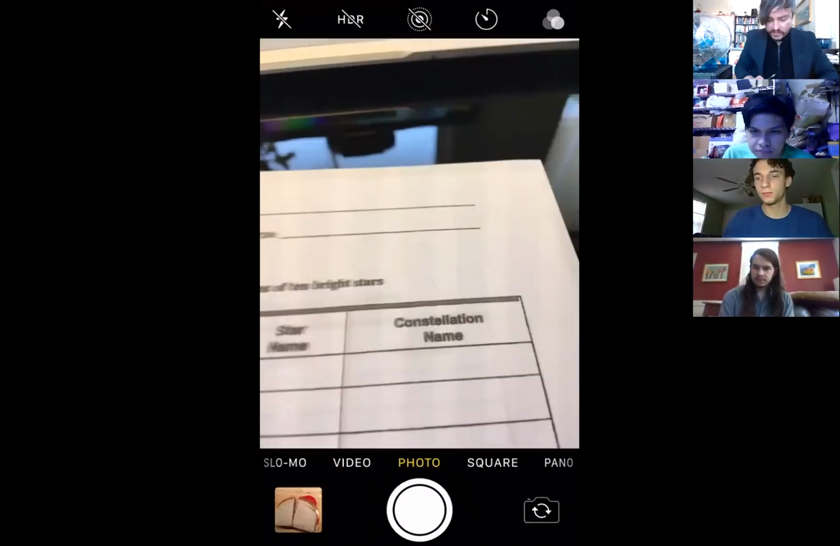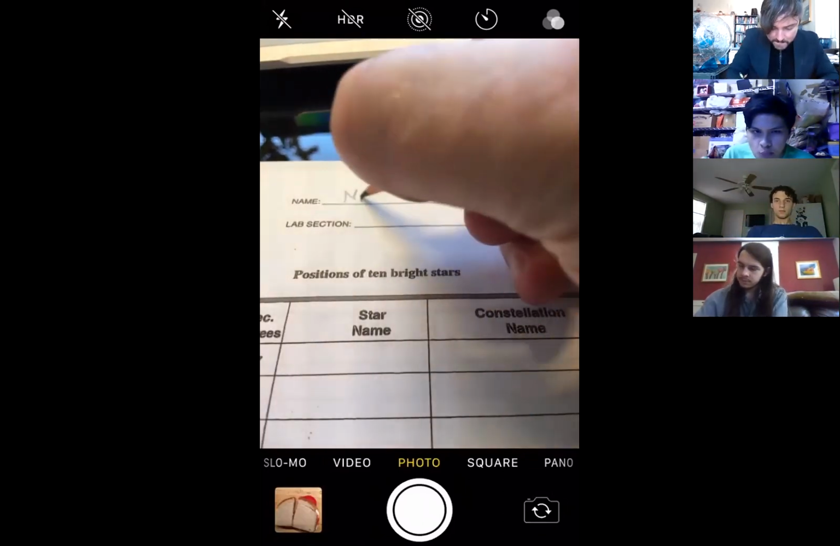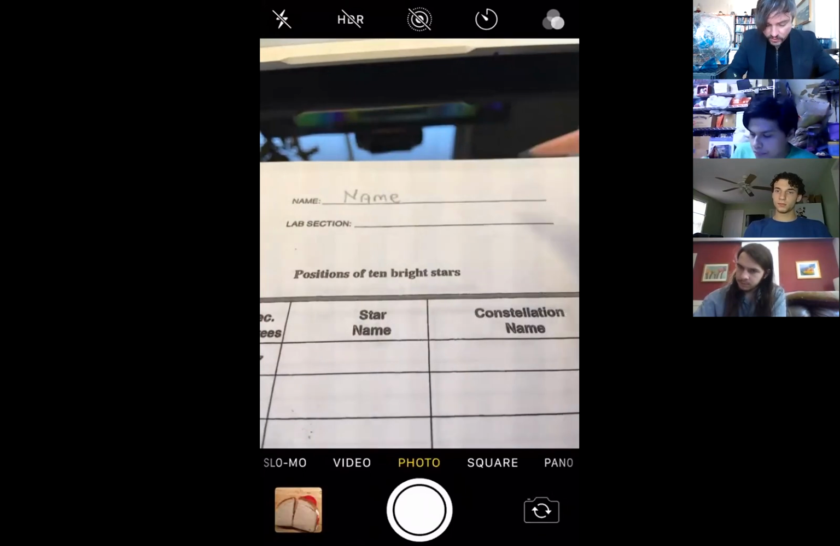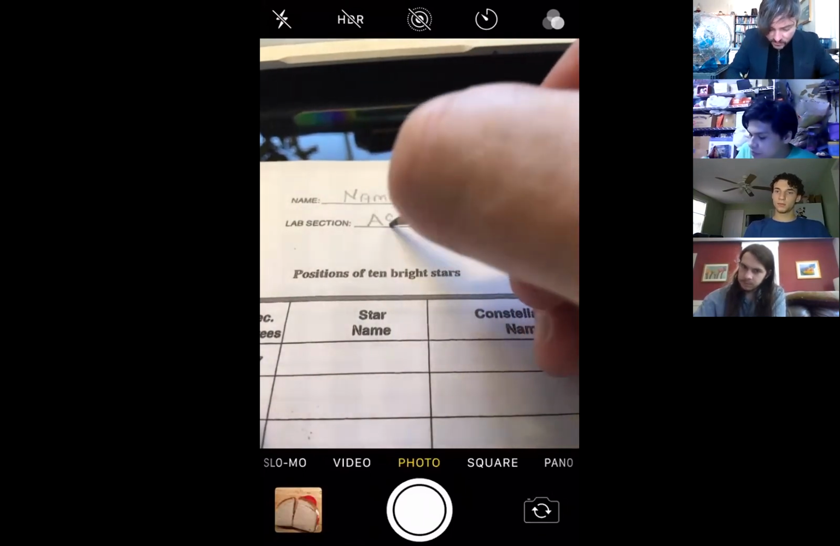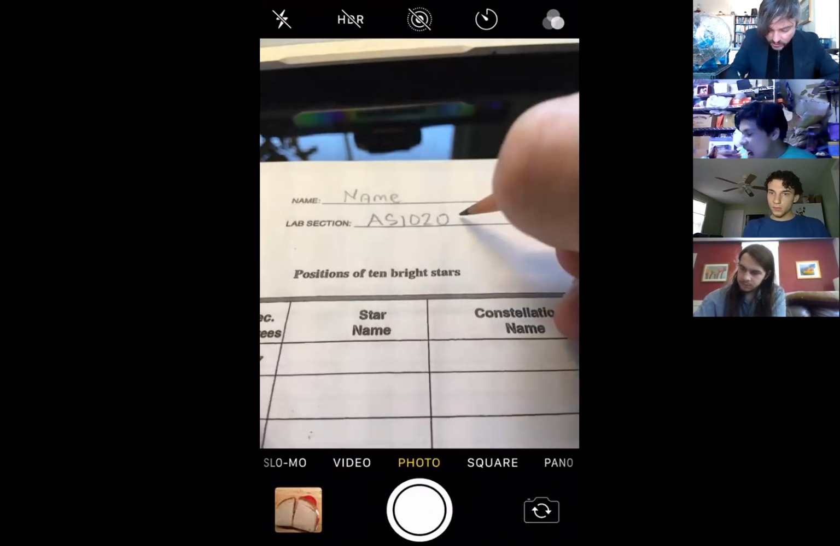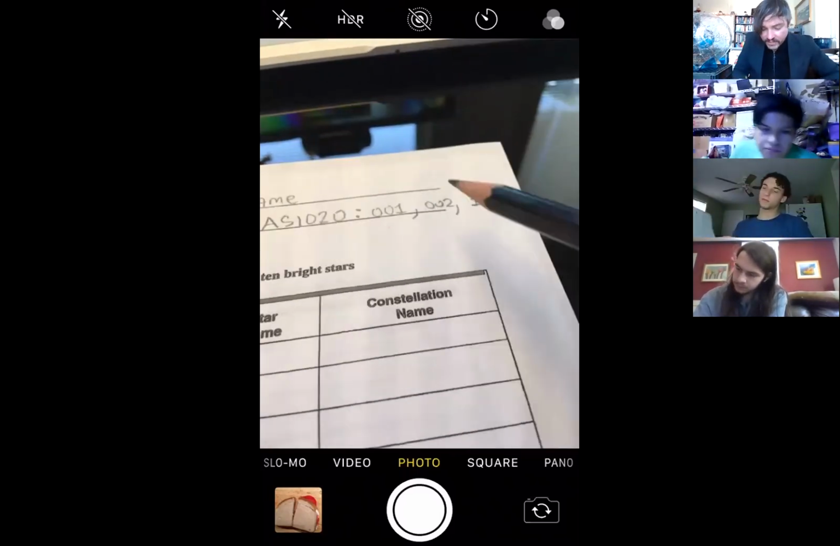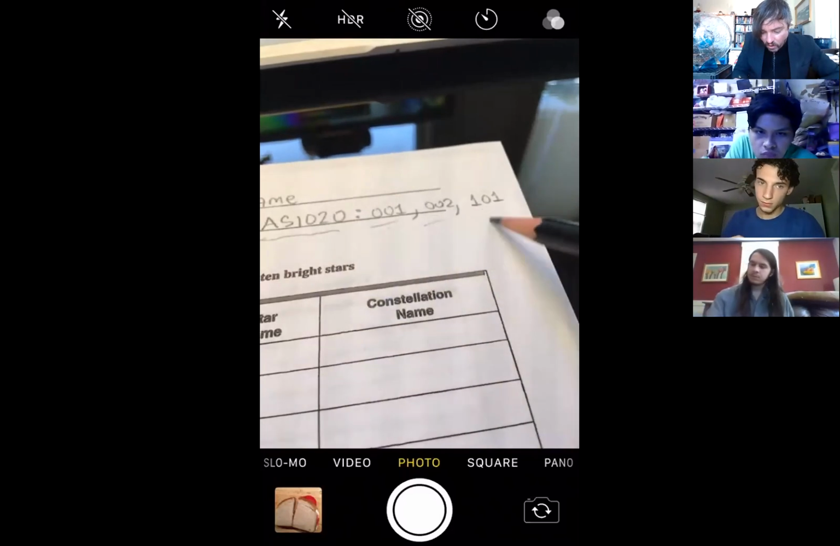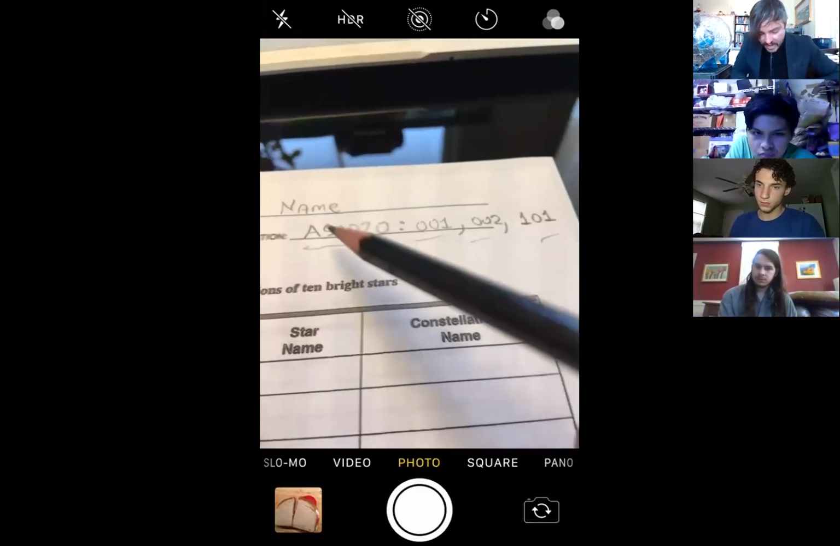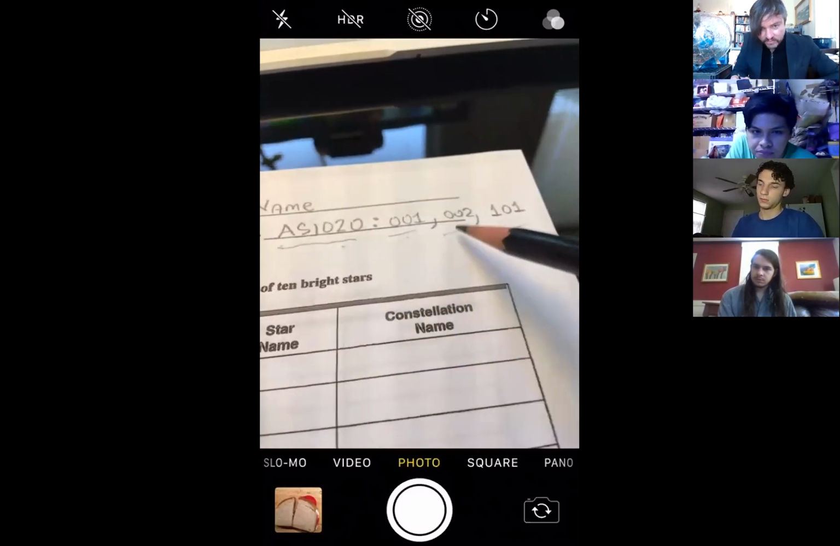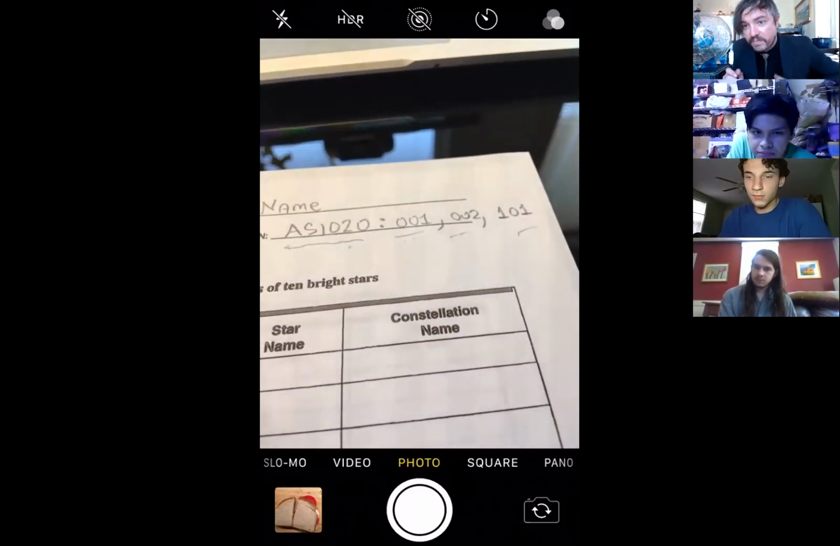Let's go ahead and fill out our sheet here. As you guys know, at the top, we should always put our name. You should also put that you're AS1020, and I need you to put your lab section here, okay? So if you're in 001, do that, or if you're in 002, or if you're in the night class 101. By the way, every time you send me an email, always say, hey, this is Joe Bob, and I'm in Astronomy 1020 section 002. If you don't do that, it's almost impossible for me to answer your question, okay?